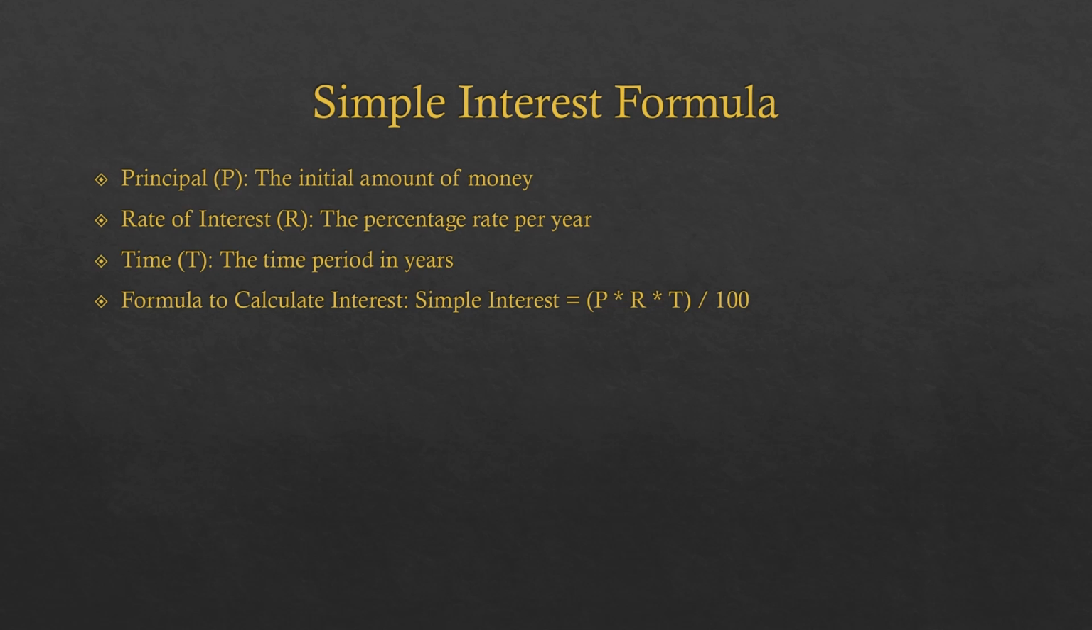Let's break down the formula for simple interest. The principal, denoted by P, is the initial amount of money invested or borrowed. The rate of interest, denoted by R, is the percentage of the principal charged as interest per year. The time, denoted by T, is the time period over which the interest is calculated. Usually it is in years. When we multiply these three and divide by 100, we get the simple interest.